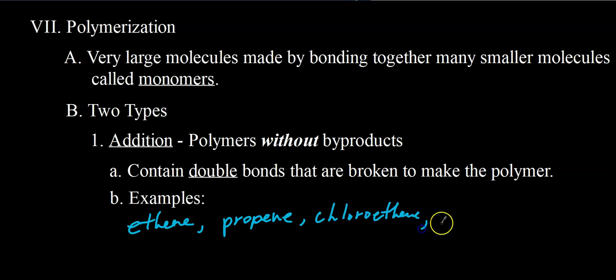So just like ethene, but with a chloro functional group. These are also known as vinyl chloride. And so these can combine to form a polymer called polychloroethene or polyvinyl chloride, otherwise known as PVC.